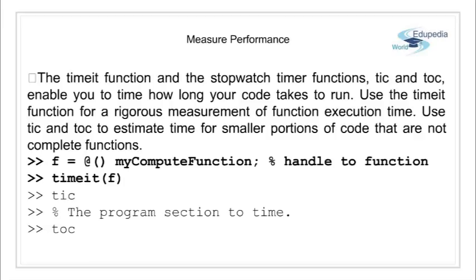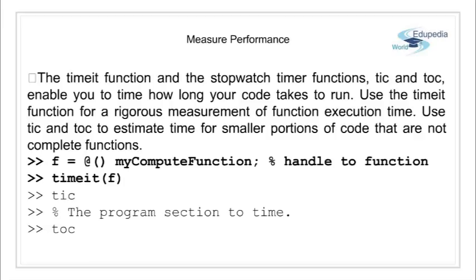First, let's talk about time function, that is timeIt. To measure the time required to run a function, you can use the timeIt function. The timeIt function calls the specified function multiple times and returns the median of the measurements. It takes a handle to the function to be measured and returns the typical execution time in seconds.